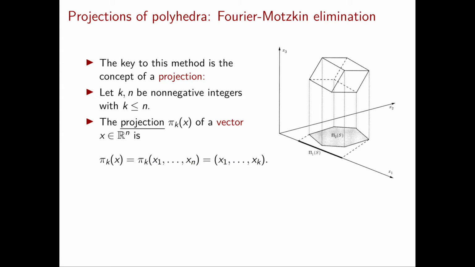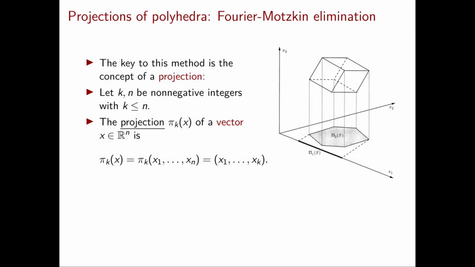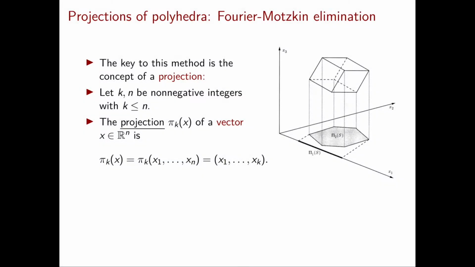The first thing that we need to discuss is the concept of a projection. In low dimension, the concept of projection is very intuitive because essentially it resembles the shadow of an object. For example, here we have a tilted cube in R3, and its projection onto its first two components, x1 and x2, is its shadow onto the x1, x2 plane. So let's now formally define the concept of a projection.